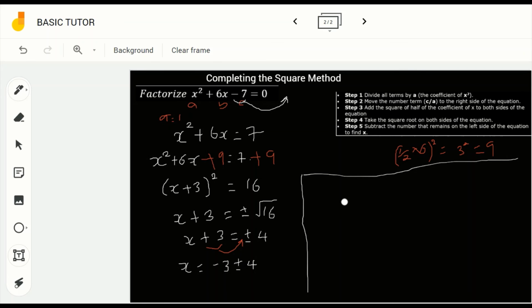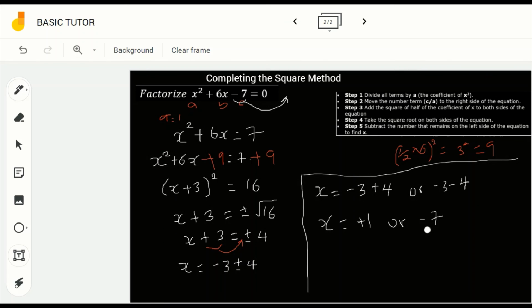Okay, so this means that my x is equal to minus 3 plus 4, or it's equal to minus 3 minus 4. All right, so therefore my final answer: minus 3 plus 4 is plus 1, and minus 3 minus 4 is minus 7. So the completing the square method for this quadratic equation gives us plus 1 or minus 7.